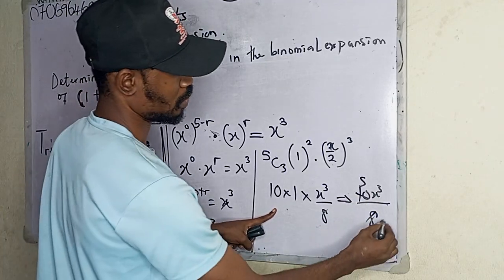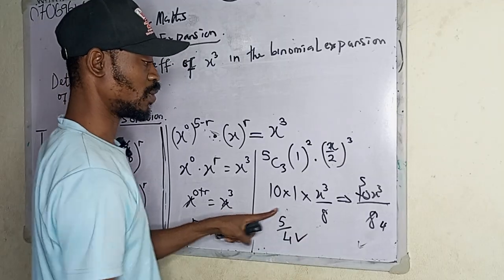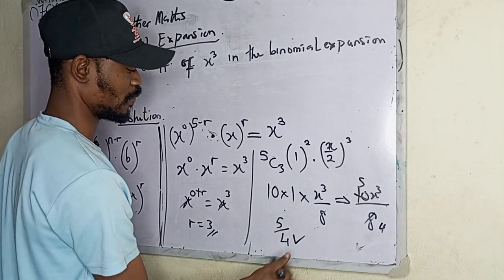And 8 divided by 2 is 4. So we have 5 quarters, that's going to be 5 over 4. That's the coefficient of x cubed. As you can see, it's 5 over 4.